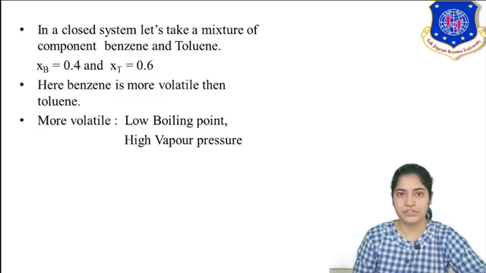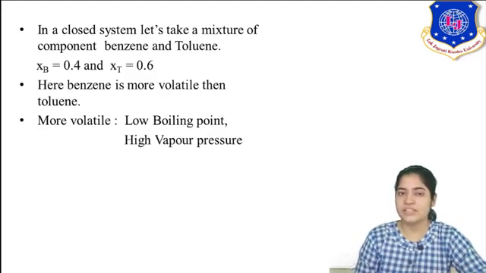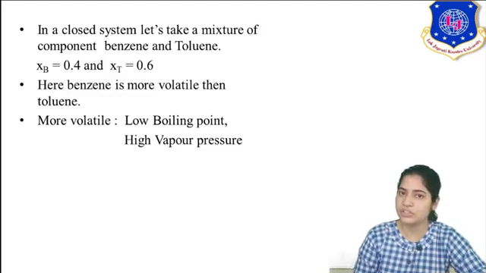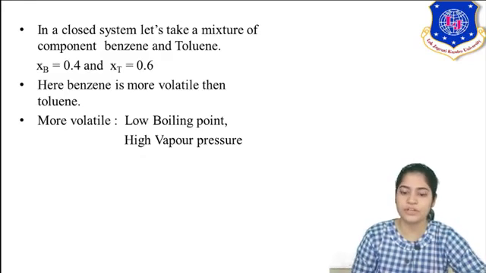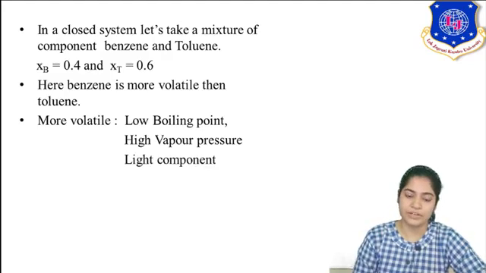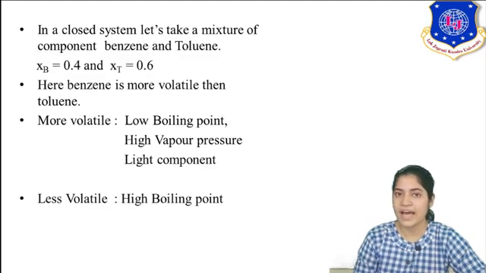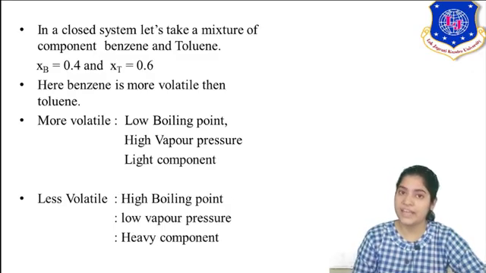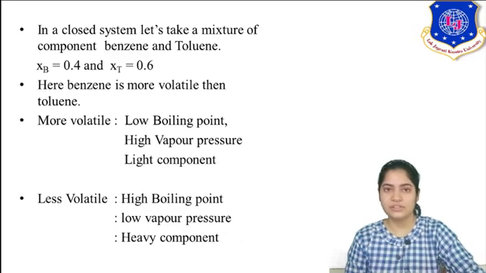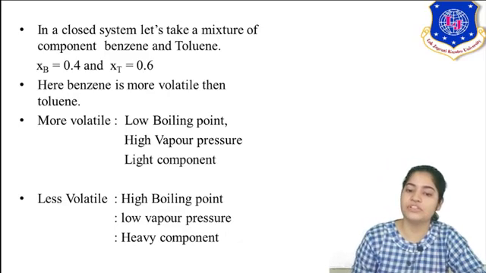It has a high vapor pressure. In the last lecture we discussed the definition of boiling point. It is related to the high vapor pressure. The more the vapor pressure, it signifies that it satisfies the total pressure condition faster. It means a low boiling point, sorry, and it is a light component. Now less volatile means it has a high boiling point, a low vapor pressure, and it is a heavy component. So in this way, I am taking a mixture of benzene and toluene, of which benzene is the more volatile.